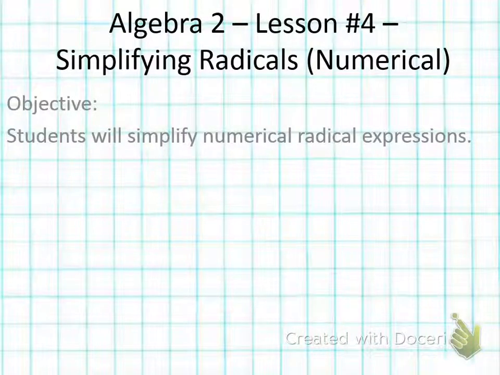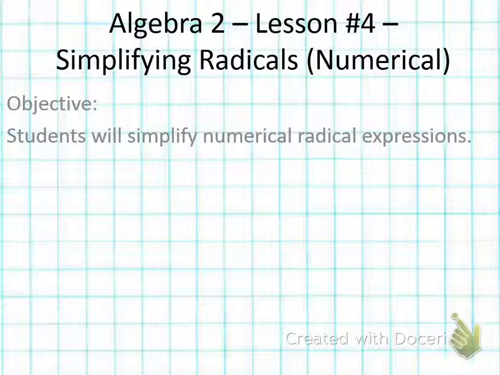Okay, so this is lesson number 4, simplifying radicals, specifically numerical radicals. So the next ones we're going to go to our algebraic. So all we're dealing with today are numbers. We're just going to process numbers. Okay, I know you can do this on your calculator, but I don't want you to do it on your calculator because you need to be able to process numbers without your calculator and understand the concept. So students will simplify numerical radical expressions.